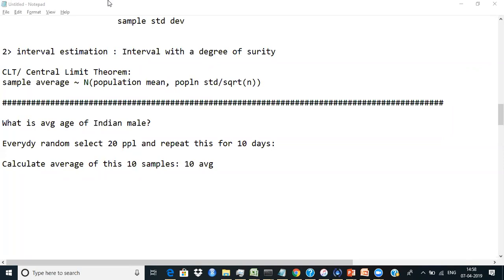You will get a bell curve. A bell curve is a normal distribution, right? So it is a normal distribution.